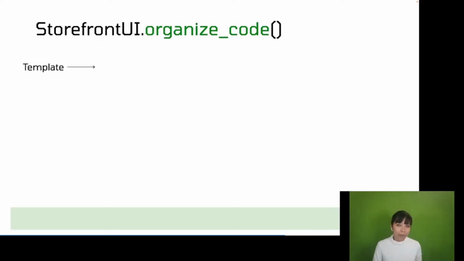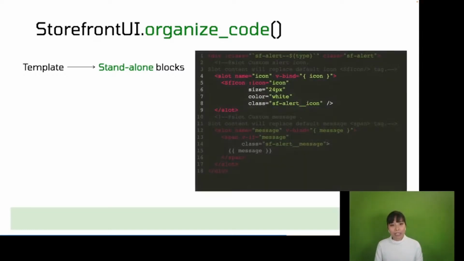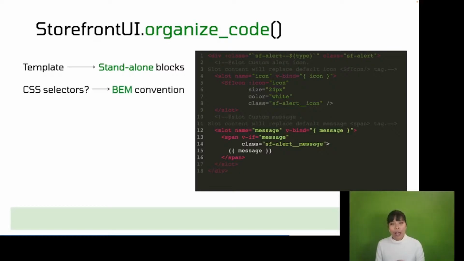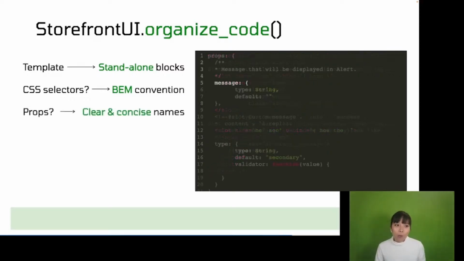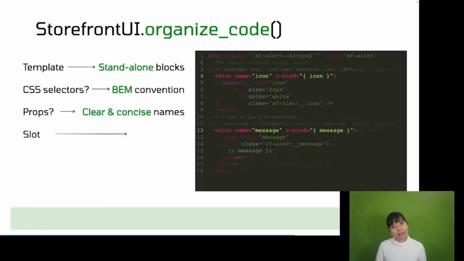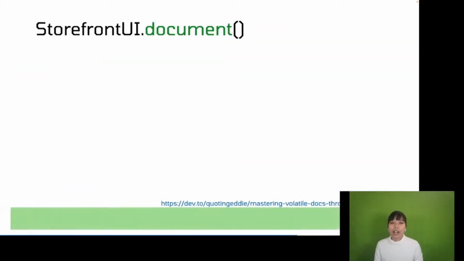So we organize code in a very simple, very straightforward way. Let's say template: we have standalone blocks. For CSS selectors, we use BEM, which stands for block, element and modifier conventions, to make sure the user understands what this class is about. For props, we use clear and concise names, and for slots, we use scoped slots.